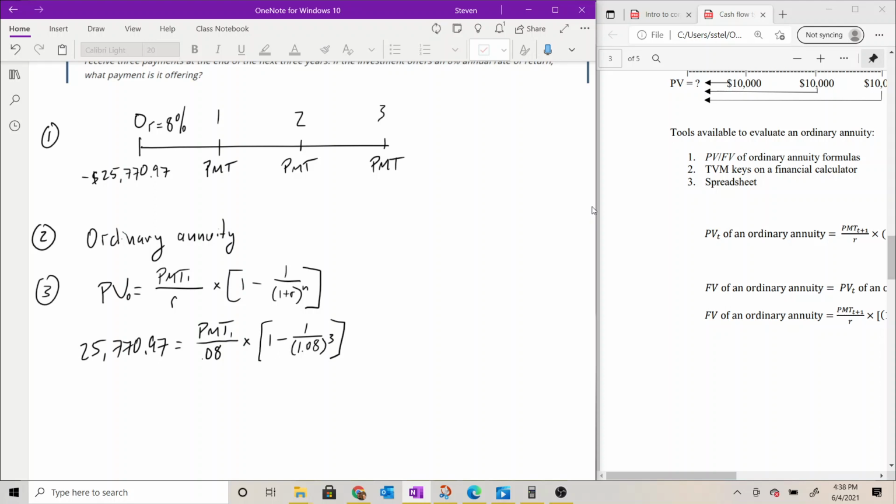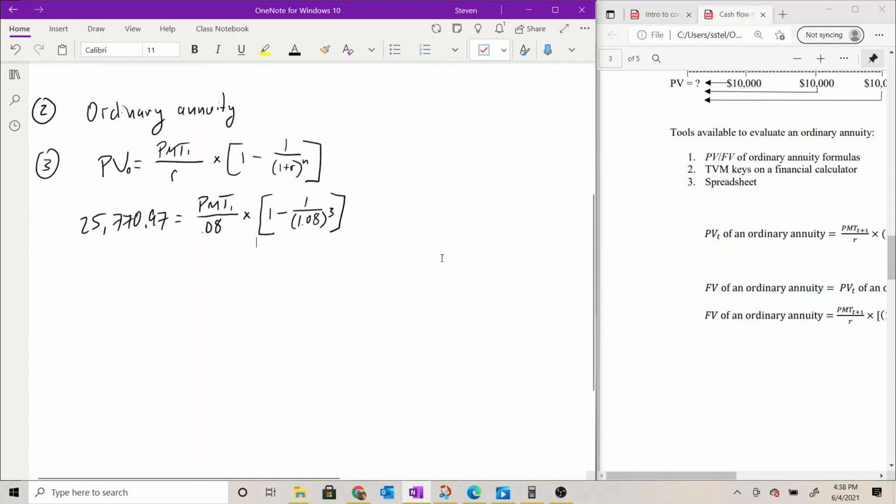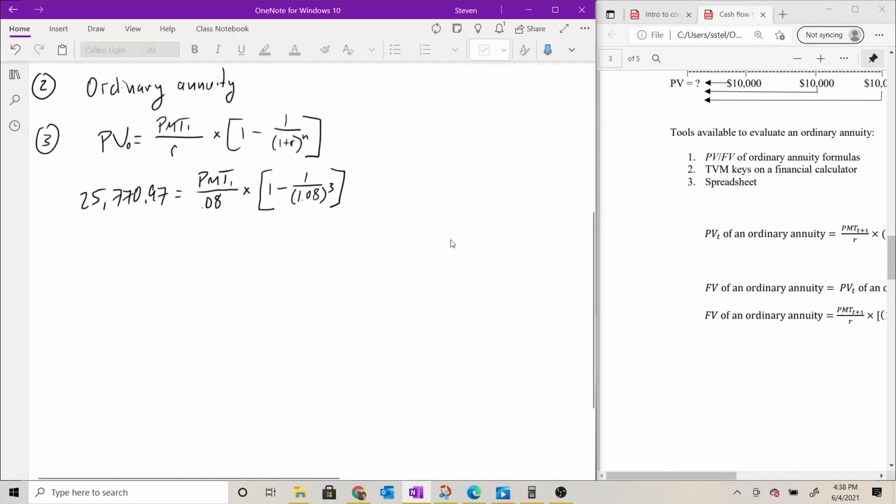We have one equation and one unknown. So what we need to do is solve for the payment. We've got to get this payment variable by itself on one side of the equation or the other. So we've got to do a little bit of algebra to get this solved. I'm going to start by dividing both sides by the quantity in brackets here so that it'll cancel out on the right-hand side and move to the left-hand side.